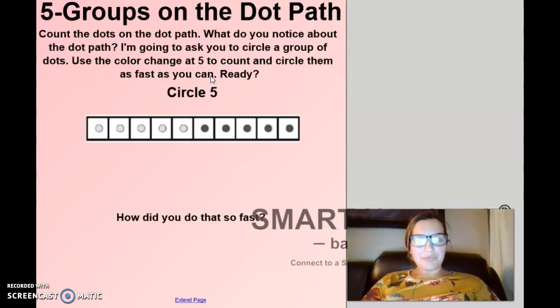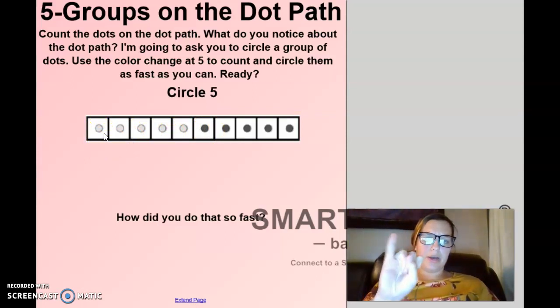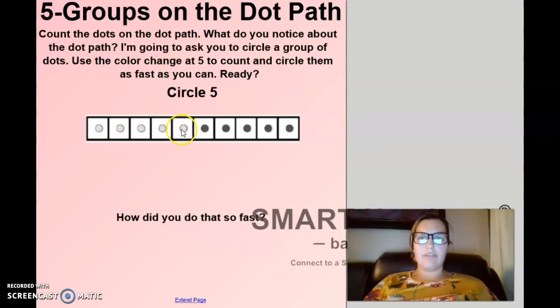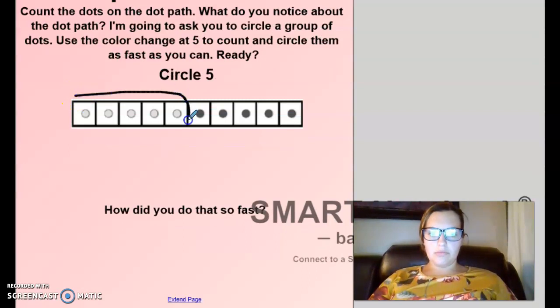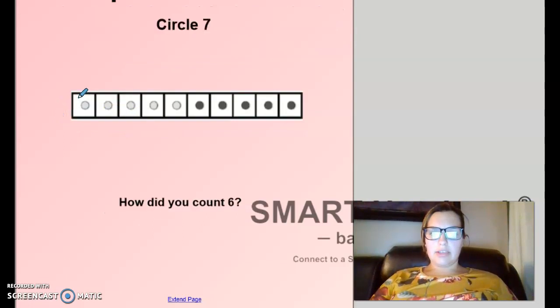Nice job. Now we're going to use our dot path. And look at something changes here. Yes, the dots get darker. So how many light gray dots do we have? 1, 2, 3, 4, 5. Let's circle 5. Okay, let's go to our next one.